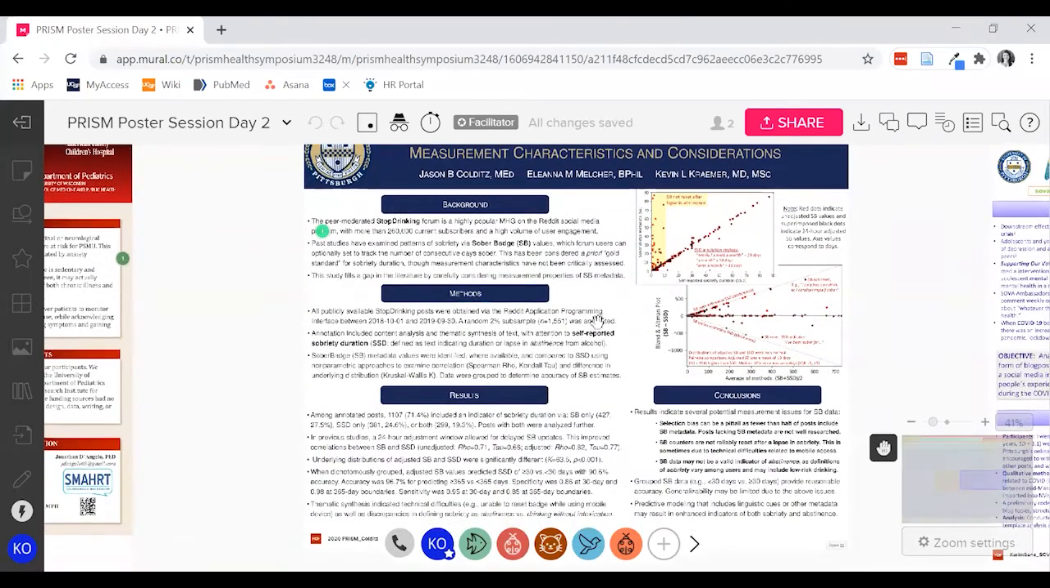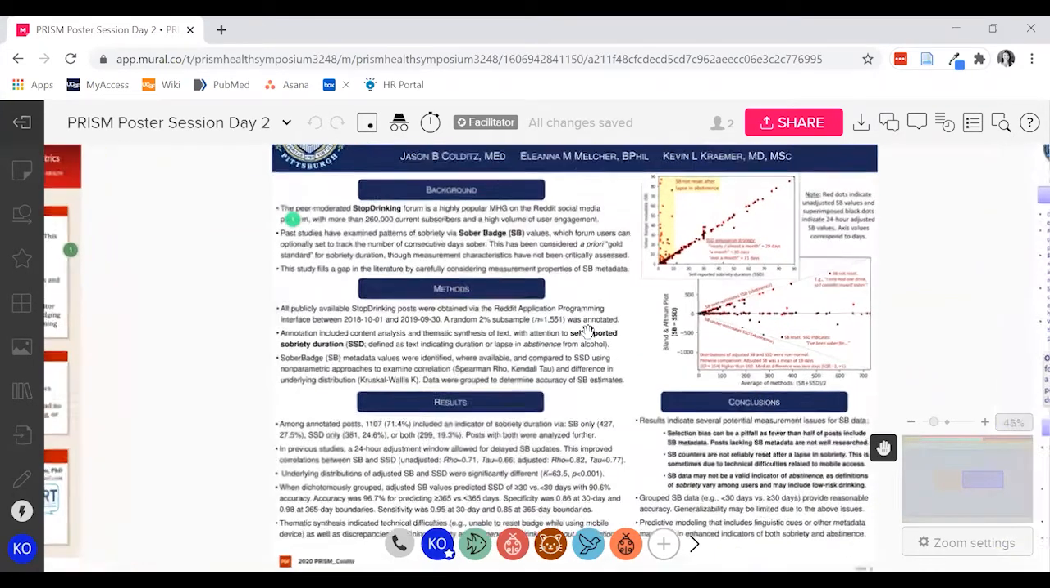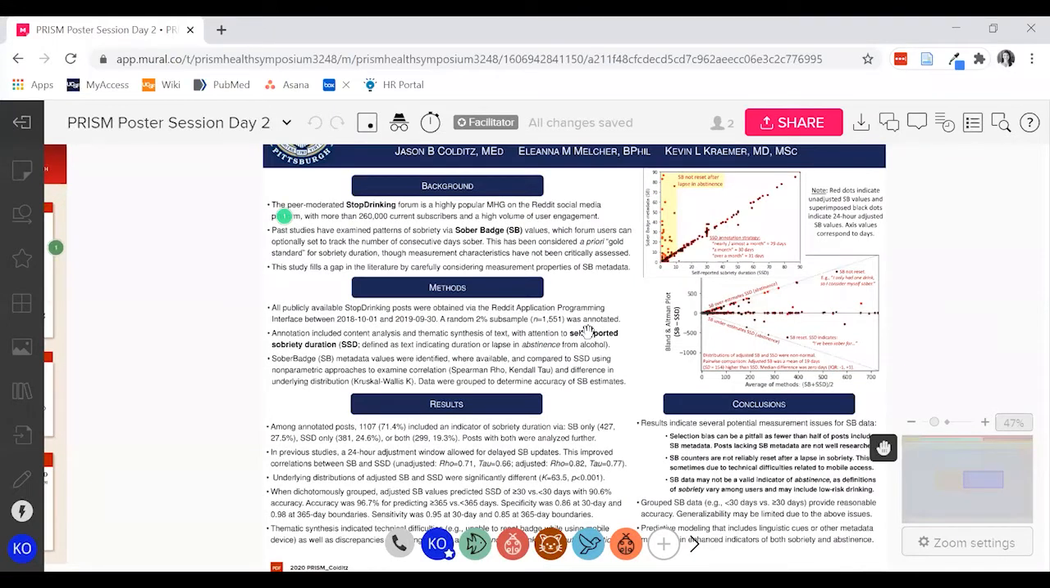Hello, I'm Jason Colditz, a PhD candidate at the University of Pittsburgh. This is one of the sub-analyses of my current dissertation research, and I'm also a member of the Center for Behavioral Health, Media, and Technology at the University of Pittsburgh, as is Anna, who I see also, who's on the next poster. So hi, Anna, I see you out there.